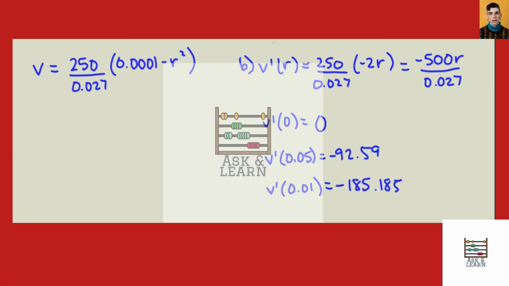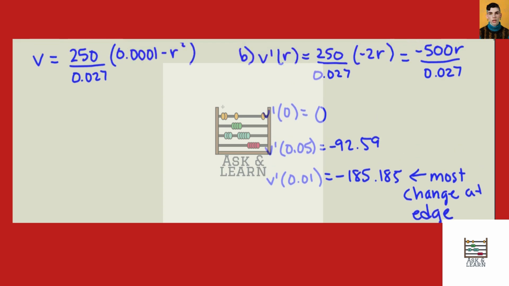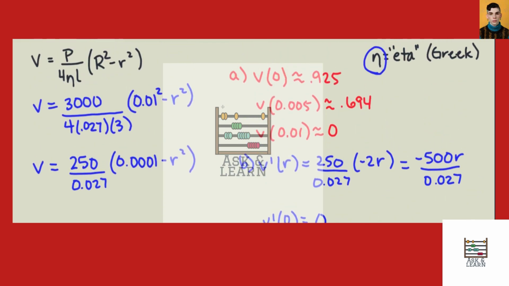So what that's telling us is that the most change is happening at the edge, because that's the greatest velocity, greatest rate of change of velocity. We also saw and discussed earlier from part A that the blood is flowing at the greatest speed in the center.